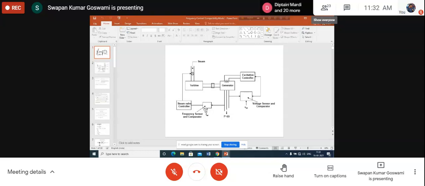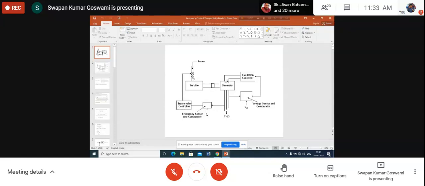If there is any deviation from the reference, it may increase or it may decrease. You compare these two, and accordingly the opening of the steam valve is controlled. Either it will be increased whenever the frequency is found to be less than the reference, or it will be reduced when the frequency is found to be more than the reference frequency. This is how the frequency controller will act. The frequency will be measured and compared with the reference frequency. Any error will be used to control the opening of the steam valve of the turbine.